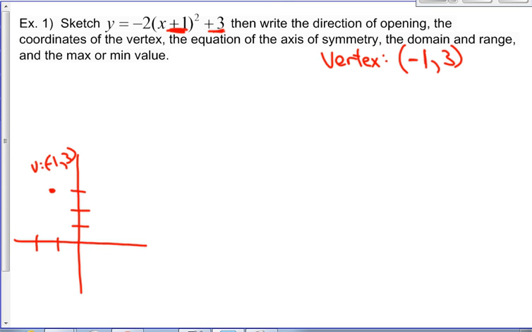Okay, what else are we supposed to say? We're supposed to talk about the direction of opening. So negative 2 means it opens down. And the fact that it has a 2 in there means that it's kind of steep.